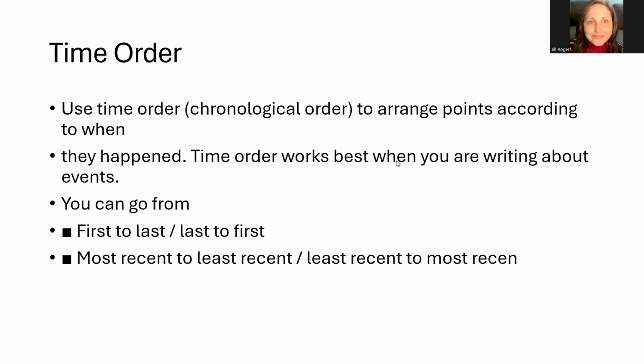Time order works best when you are writing about events. So our first essay is the narration essay. So you will most likely use time order in your narration essay. But you don't have to go chronological. You don't have to go first, second, third. You can do first to last, or you could even go backward, last to first. You can also do most recent to least recent, or least recent to most recent. Oh, sorry, that's missing the T. It should have a T there. Recent.